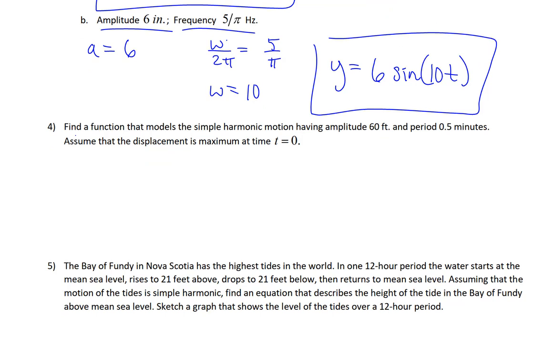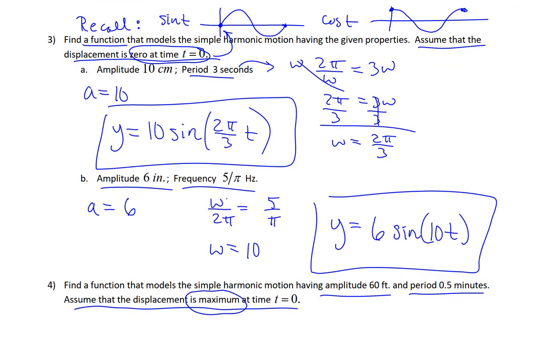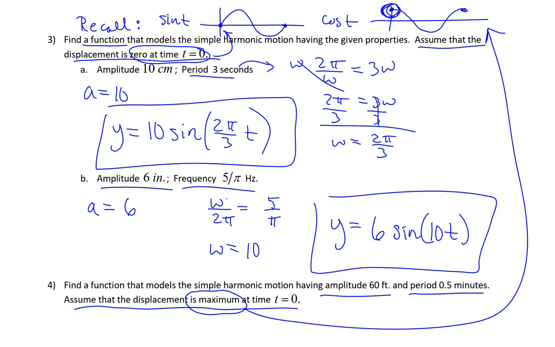This one says the following: find a function that models simple harmonic motion having amplitude 60 feet and period 0.5 minutes, and then assume that the displacement is maximum at time t equals 0. What does that mean? If the displacement is maximum, think about the options we have and which one fits better with that. So if you go way back up to where we redrew those parent ones, for cosine, it starts at the top of the hill. That would be maximum displacement for t equals 0.